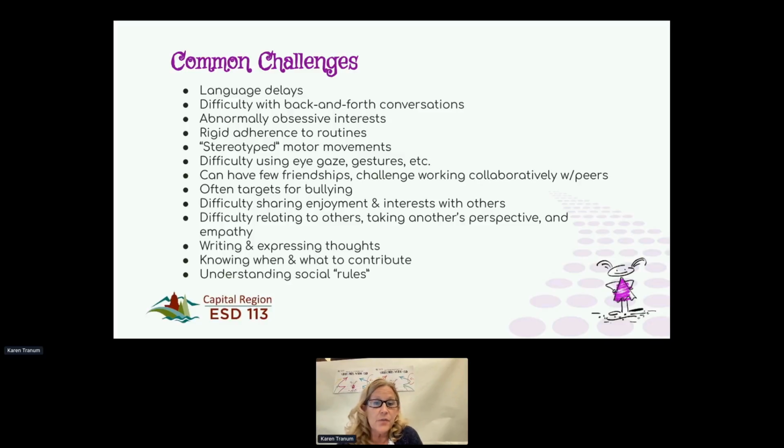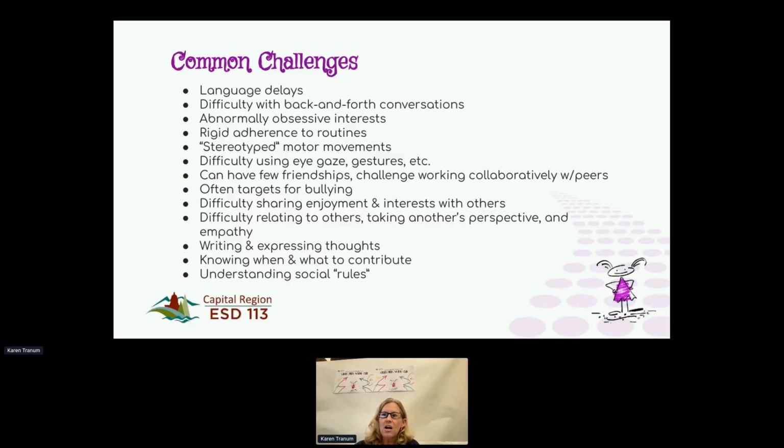They can have very few friendships and it's hard to collaborate with peers. Very often they are targets for bullies. I've seen it. I'm not going to bring up the sad stories because there's a lot of them, but keep an eye on students that might possibly target them. There is difficulty sharing enjoyment and interest with others and a hard time relating to others, especially when it comes to getting another person's perspective, and the feeling of empathy is not something that comes naturally.